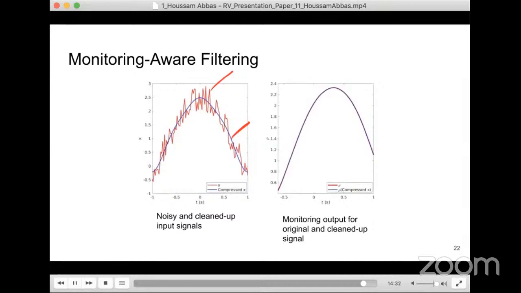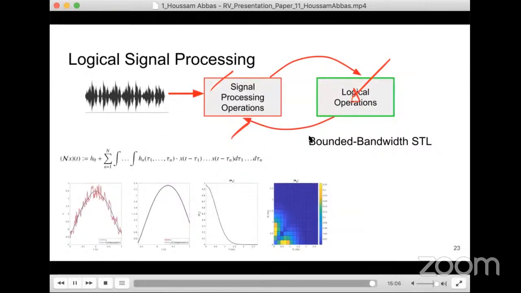We did this manually. We looked at the frequencies that are relevant to the formula and made sure we preserved them in the compression operation. So we obtained a nice compression effect, but if you look at the robustness signals, they are practically indistinguishable. So we achieved compression without sacrificing monitoring accuracy. And this is the sort of thing that you can do once you have an understanding of the frequency content of a temporal logic formula. The overall project being, again, logical signal processing. Thank you.